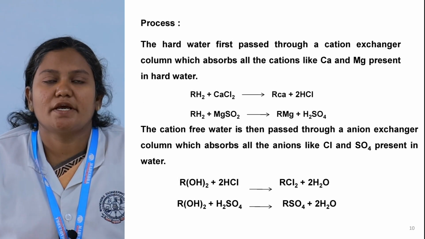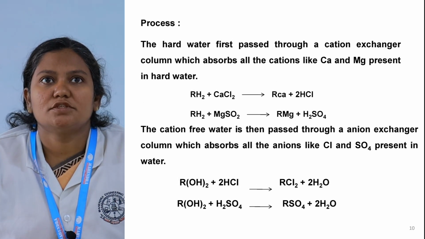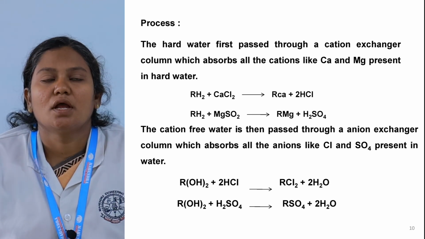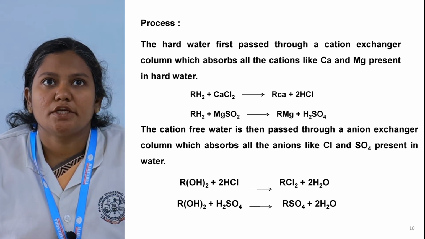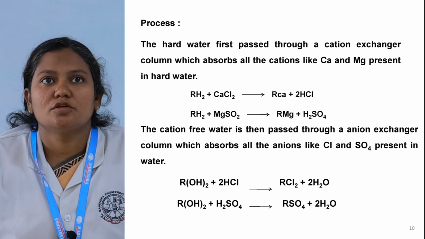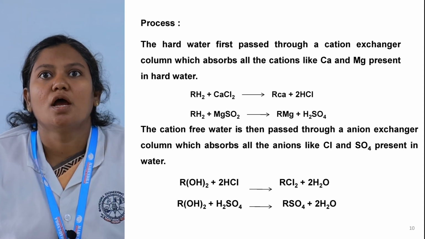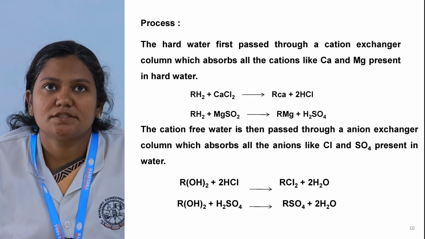What is the process here carried out? So far we have seen what is the conditioning method or softening method. Next, what are the types included here, that is internal and external. Then in external we have seen demineralization. In that demineralization, what is cation exchanger and anion exchanger. Now what is the process taking place here?